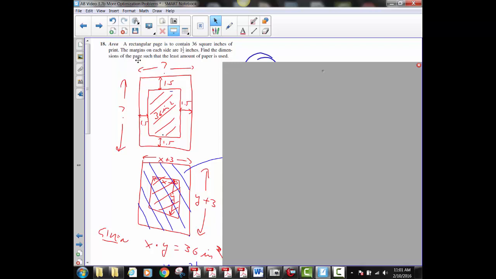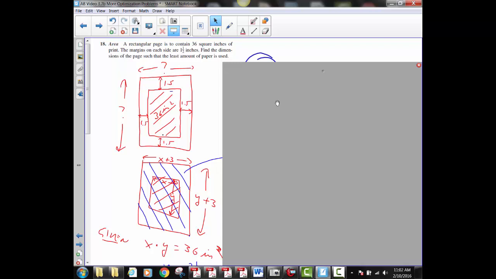So what should the dimensions of each page be is what we're looking for. And the question is to use the least amount of paper. So we know the printed area right here is supposed to be 36 square inches. The margins are 1.5 inches on each side. So if we look at the piece of paper itself, which is the blue, obviously, if I call this x and this y, which is the length and width of the printed area, then this is going to be x plus 3 because I have the x, and don't forget I'm adding 1.5 on both sides. If this is y, then this is y plus 3 because, again, I'm adding the 1.5 top and bottom.